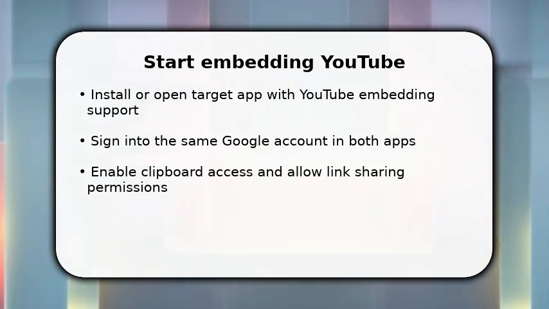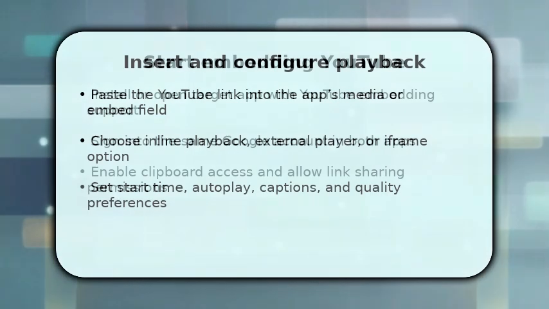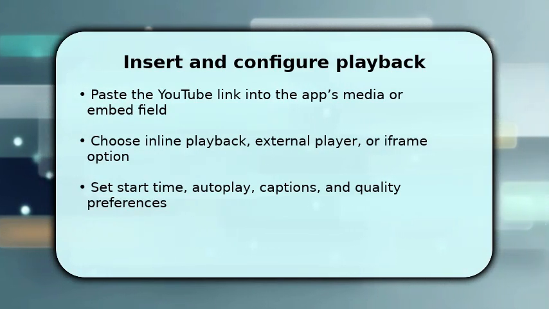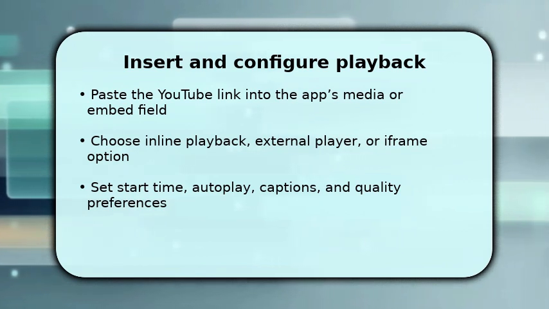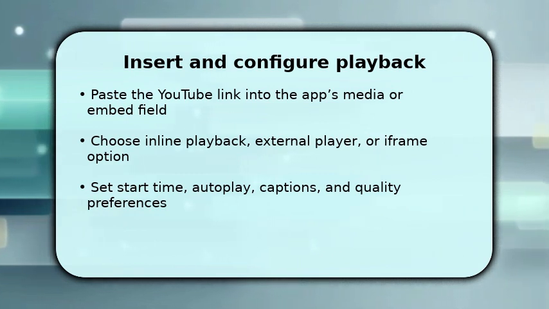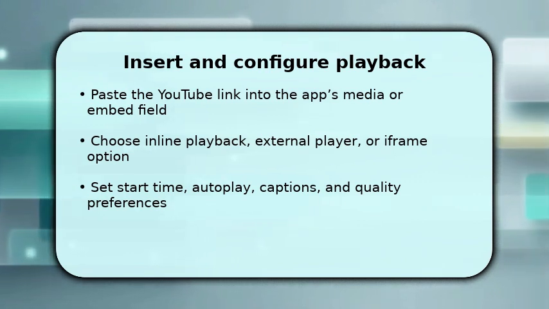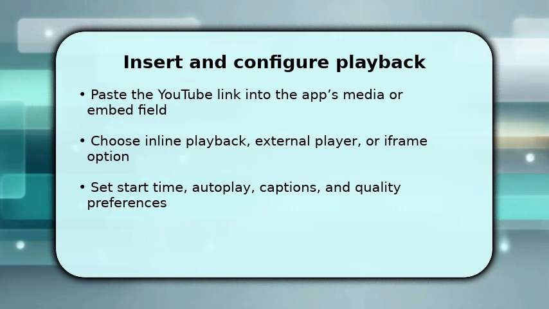Next, paste the link into the app's media field and choose how you want playback to behave. You can enable inline playback for in-app viewing or select Open in Player to launch YouTube directly. Use iframe/embed when available to keep controls. Once pasted, set start time, autoplay, and captions so viewers land exactly where you want. Also pick a quality preference: lower for mobile data, higher for Wi-Fi. This setup controls user experience.